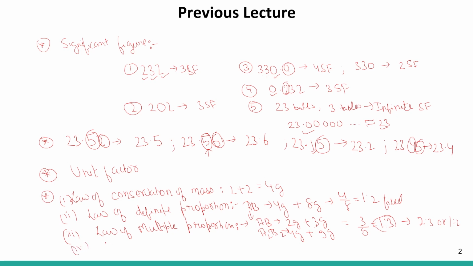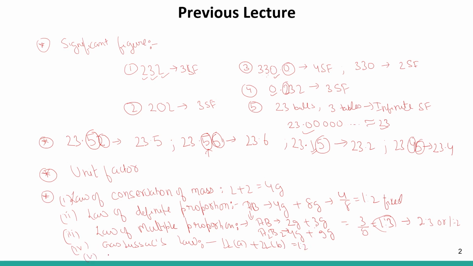The next law is Gay-Lussac's law. So what does it say? It says that in a chemical reaction, suppose both the reactants are gas. The volumes with which they react will have a ratio that is a whole number. So suppose 1 liter of some gas A reacts with 2 liter of some gas B. So this will be 1:2. So its ratio will be a whole number.